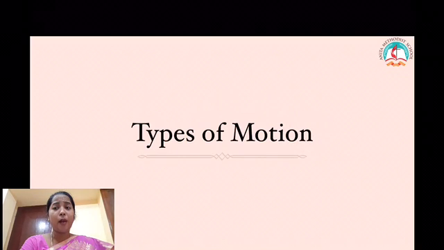So, children, take your textbook, classwork, and pen and sit for the class. Today, we're going to see about types of motion. Are you eagerly waiting for it? Yes. So, shall we go into class? Okay, children, let's go into class. So, today's topic is types of motion.